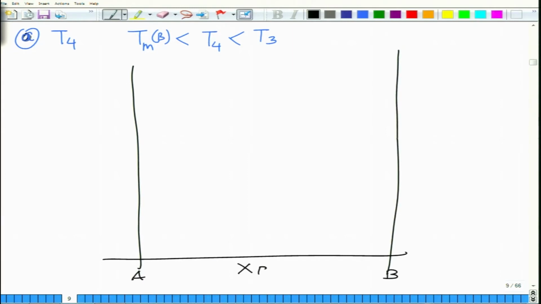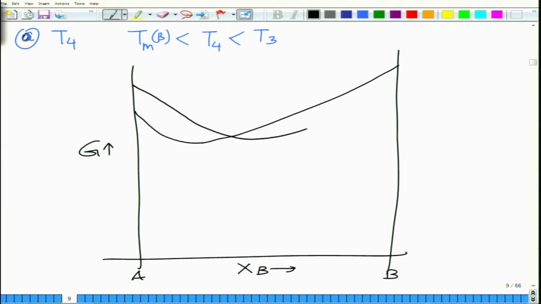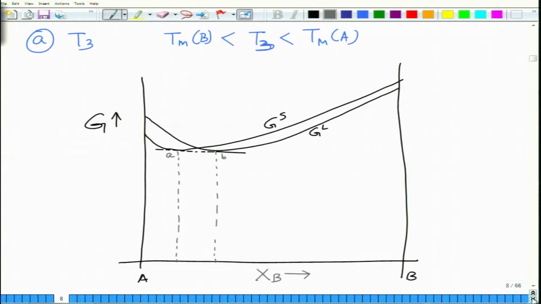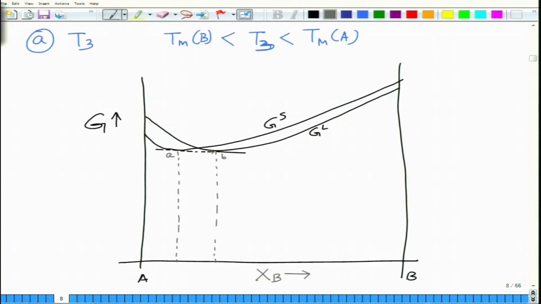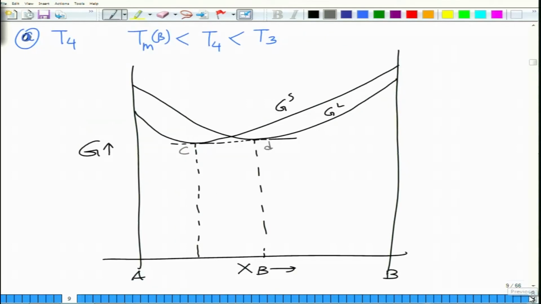A, B, XB, this is G. So now what happens is that the free energy of liquid further shifts to the right. So, this is GS, this is GL, and these 2 points are points. We had points A, B, and now these will be points C and D. So, we can see that with respect to the previous figure, A and B have shifted slightly to the right because of the shift of free energy curves in such a fashion that both are shifting to the right.